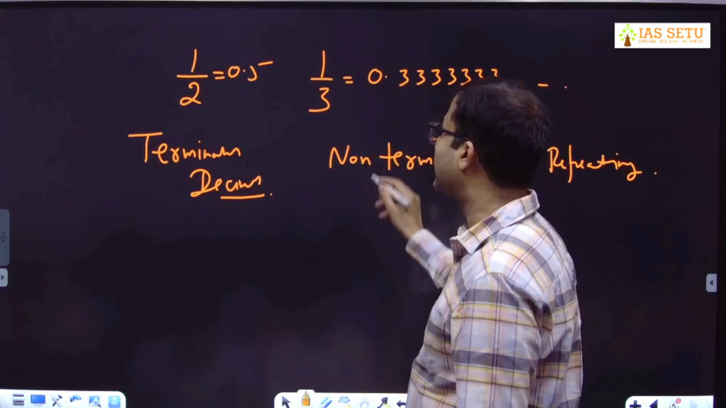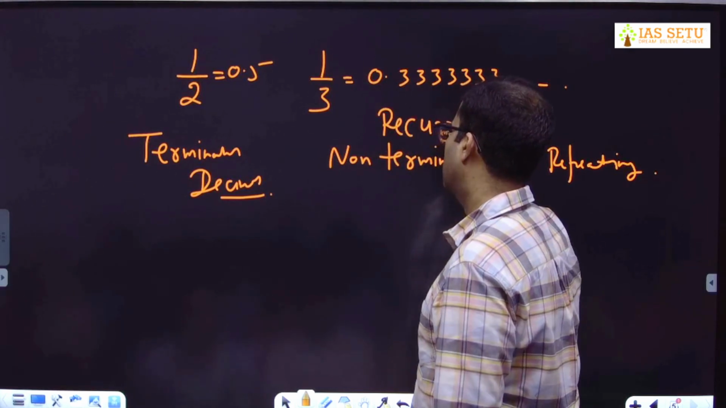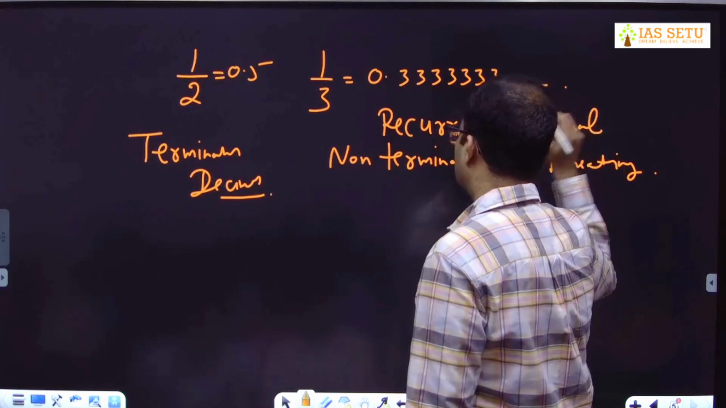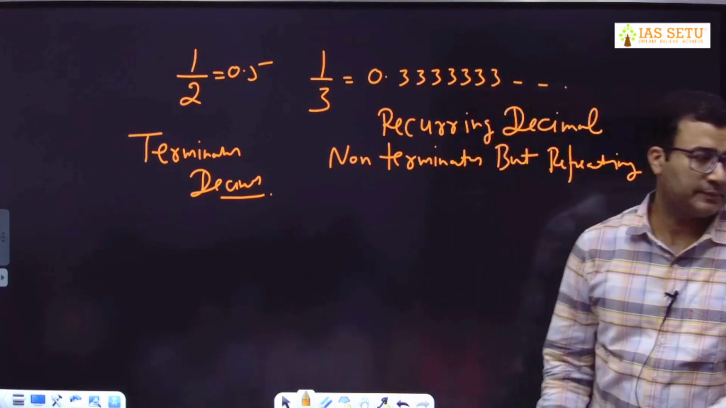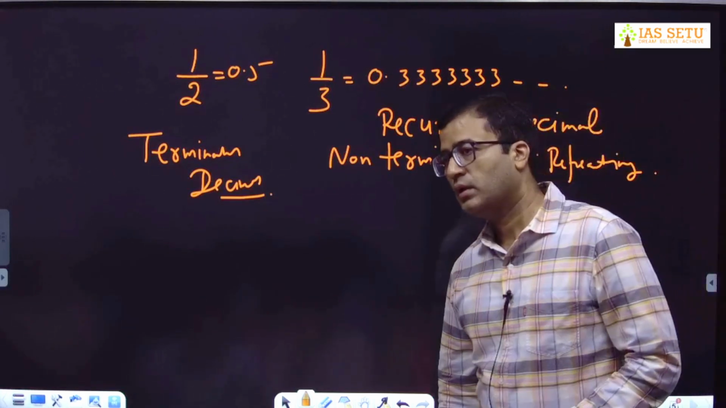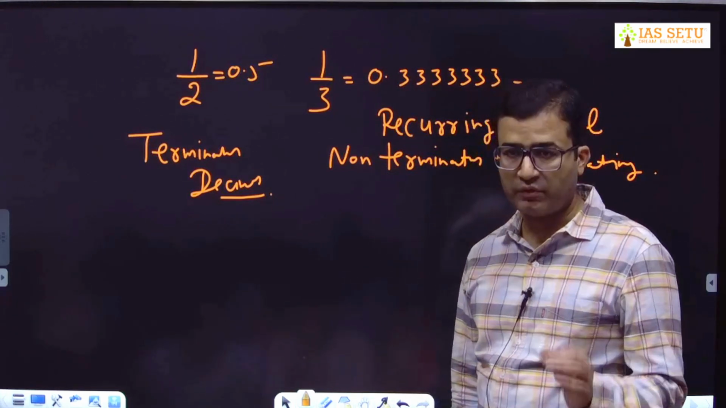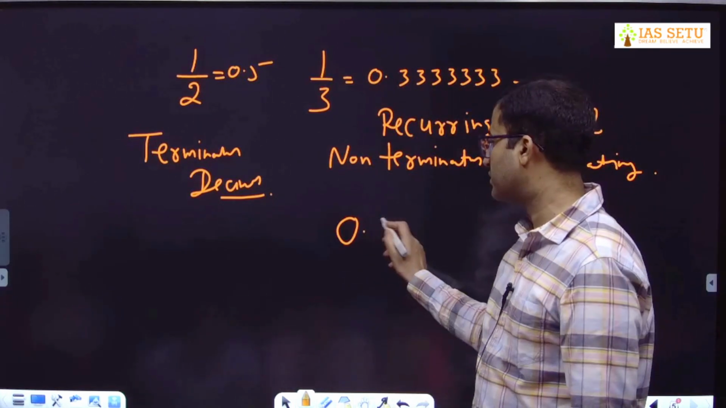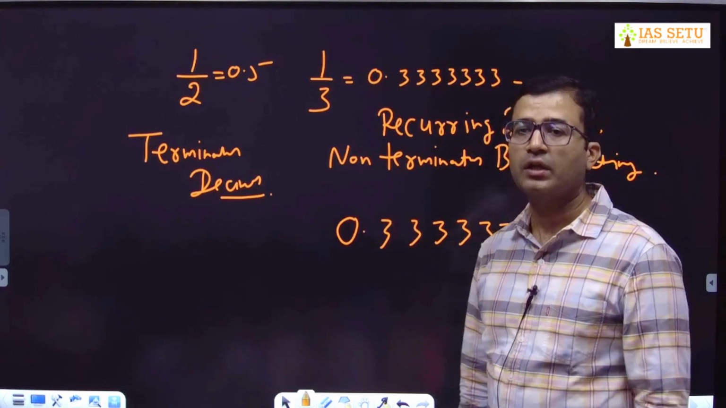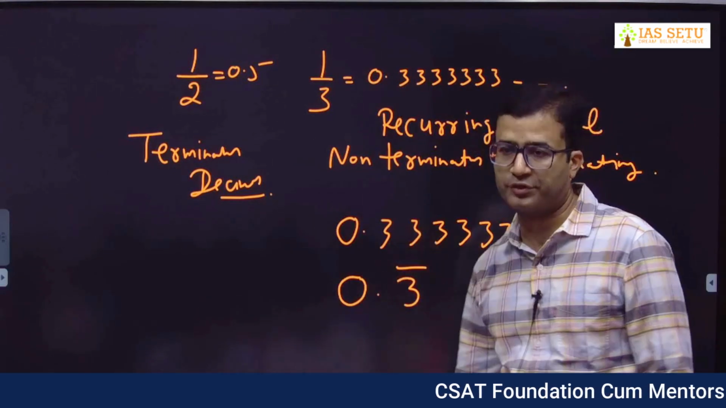This is also known as recurring decimal. Now the point here is that mathematicians are smart people. We can't write 3 3 3 3 3 3 3 3, because it's never ending. So we have a symbol: we write 0.3 and put a bar on the 3.